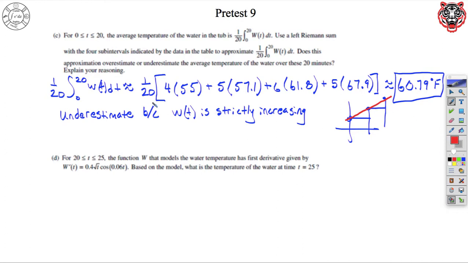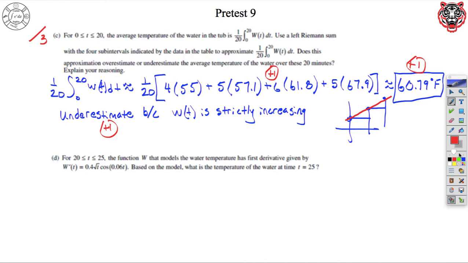All right, so how to give yourself points. You give yourself 3 points for this one, out of 3. So you get 1 point if you did the Riemann sum setup. So all of this work right here is +1. You do need to show that work. If you have your final answer of 60.79, that's +1. And if you say underestimate and you have the reason strictly increasing, give yourself +1.